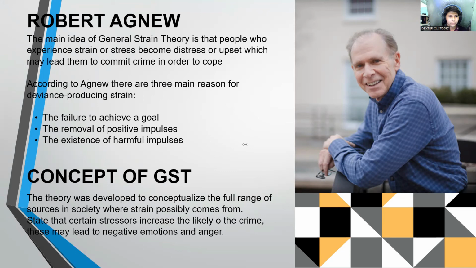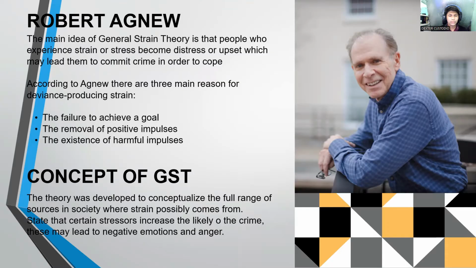First, we have the failure to achieve a goal. An example of this is if a student fails to become a Latin honor, which is an example of the failure to achieve a goal. The second is the removal of positive stimuli. Examples are the death of a parent and the end of a relationship. The third is the presence of harmful stimuli. An example of this is a student who has a problem in school.